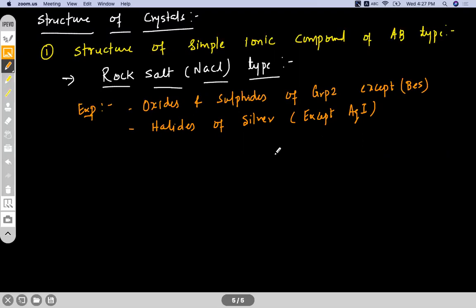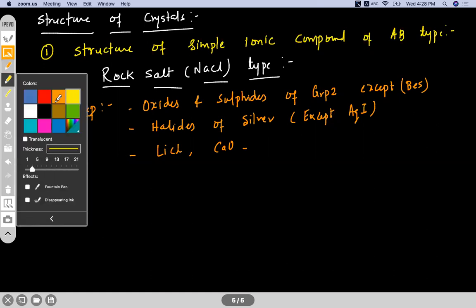Halides of alkali metals also we can consider. Like we have NaCl, it's there only. LiCl we can consider, right? We can also consider some examples like CaO. All these molecules have NaCl type structure. Okay. Now, what is important here? Point wise, just you write down these.